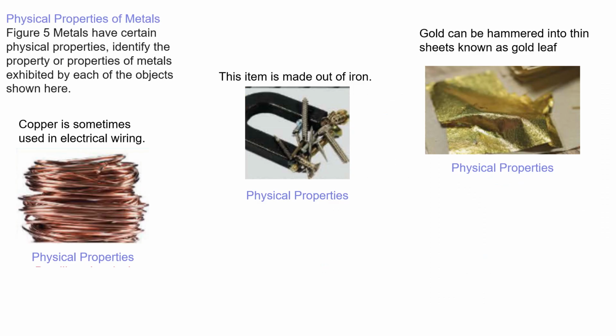So physical properties, figure 5. Metals have certain physical properties. Identify the property or properties of metals exhibited by each of the objects shown here. So copper is sometimes used in electrical wiring, that is ductility and electrical conductivity. This item is made out of iron, so it is magnetism, it is magnetic. Gold can be hammered into thin sheets known as gold leaf. This is malleability and it shows luster.